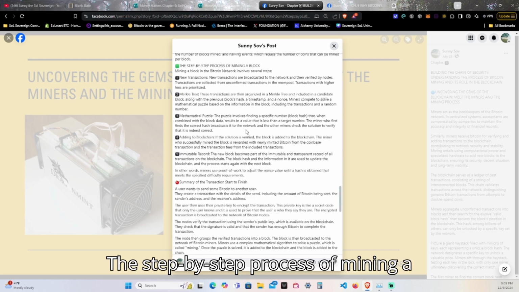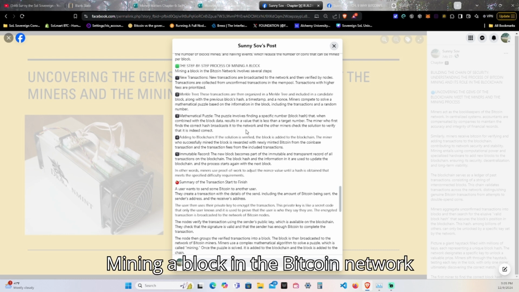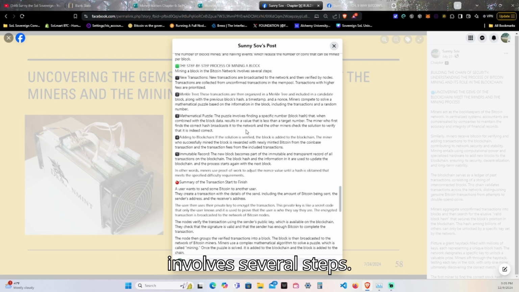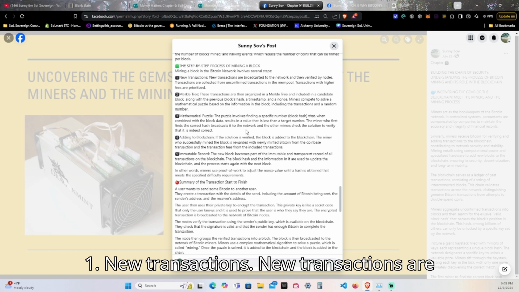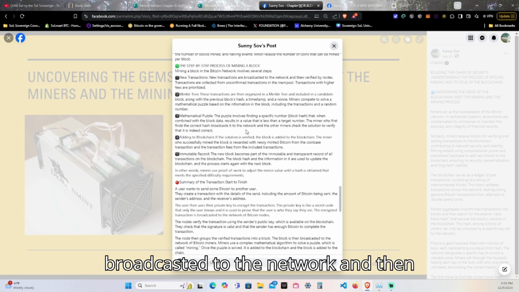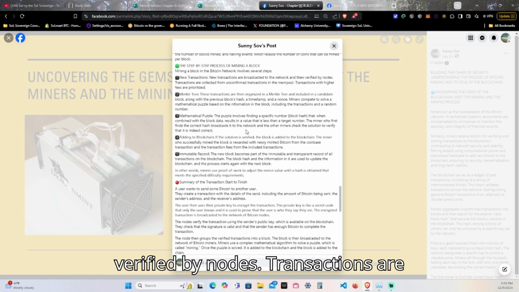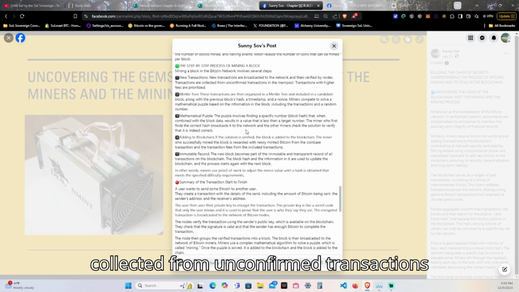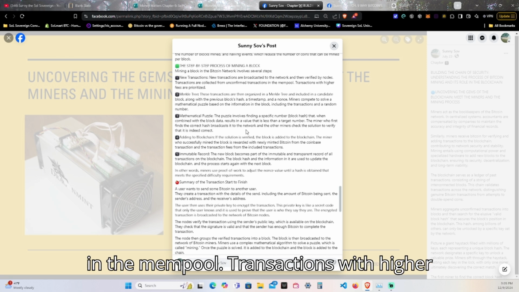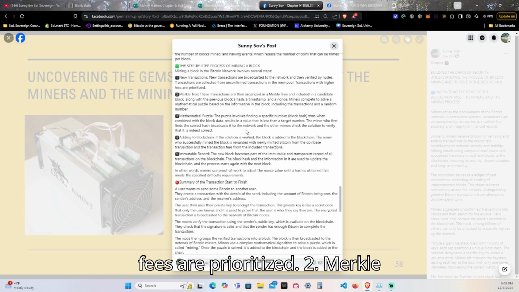The step-by-step process of mining a block. Mining a block in the Bitcoin network involves several steps. 1. New transactions. New transactions are broadcast to the network and then verified by nodes. Transactions are collected from unconfirmed transactions in the mempool. Transactions with higher fees are prioritized.